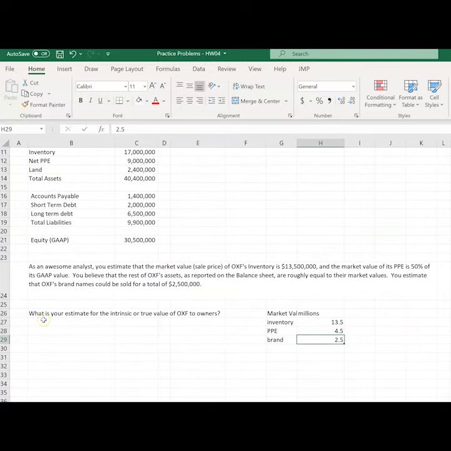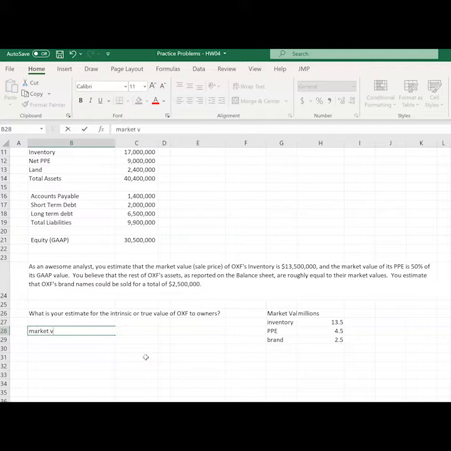The first question: what is your estimate for the intrinsic or true value of Oxford Foundries to the owner? We're looking for the intrinsic value of an entity. We're really looking for the market value of assets minus all liabilities. So now we have to figure out what the market value of assets is and what total liabilities are.